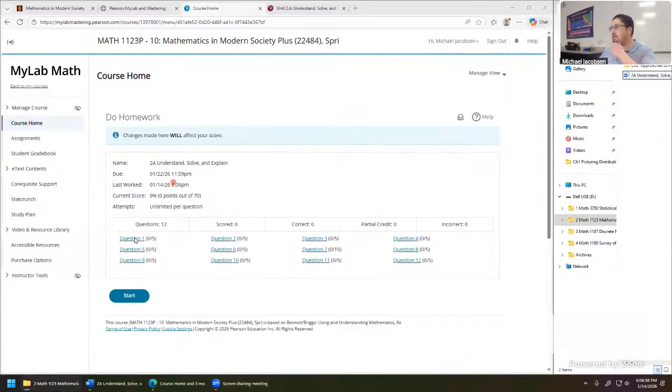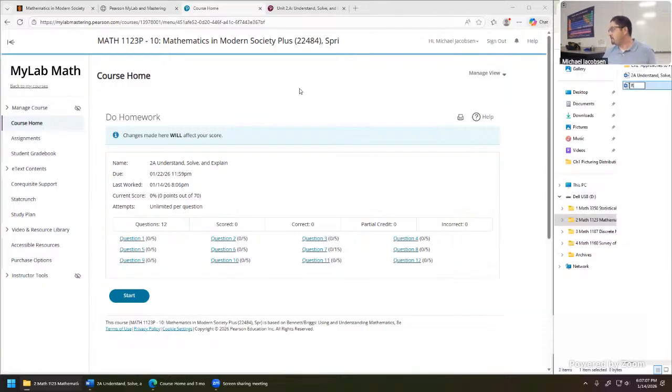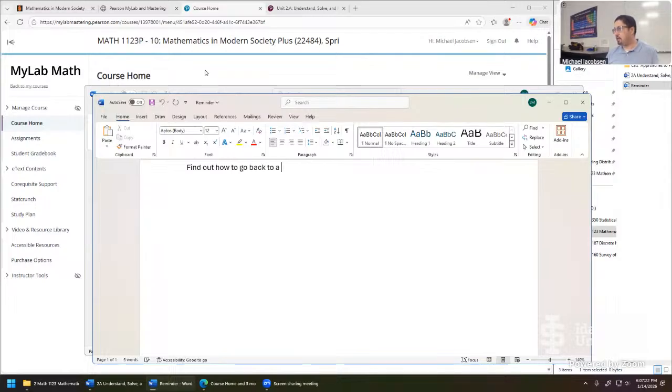The way that works, I'm going to have to review that. So let me put in a quick reminder here. Let me put in a new Word document. If I don't put in this reminder right now, I'm going to forget the question. That's a very good one. Find out how to go back to a homework assignment for the purpose of review practice.